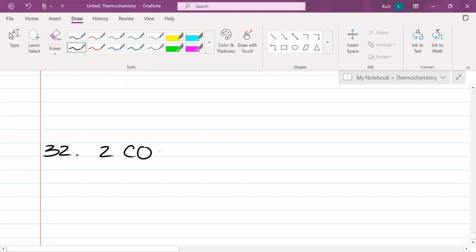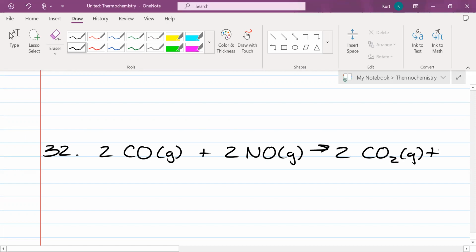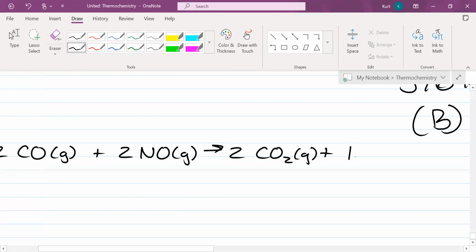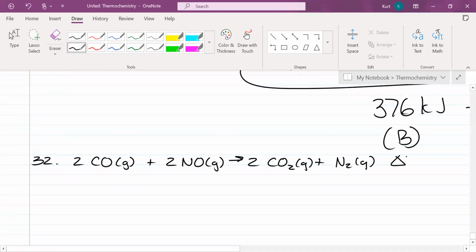This is number 32 from the textbook. We have 2 moles of carbon monoxide gas reacts with 2 moles of nitrogen monoxide gas to yield 2 moles of carbon dioxide gas and 1 mole of nitrogen gas. The enthalpy change is unknown. So for equation A, here's what we have.